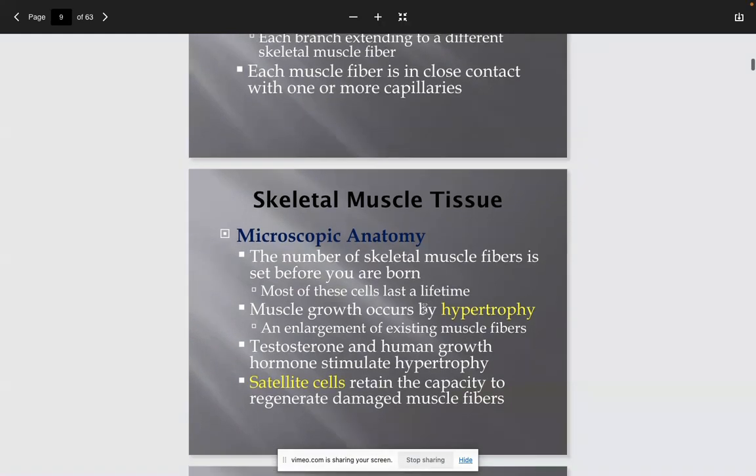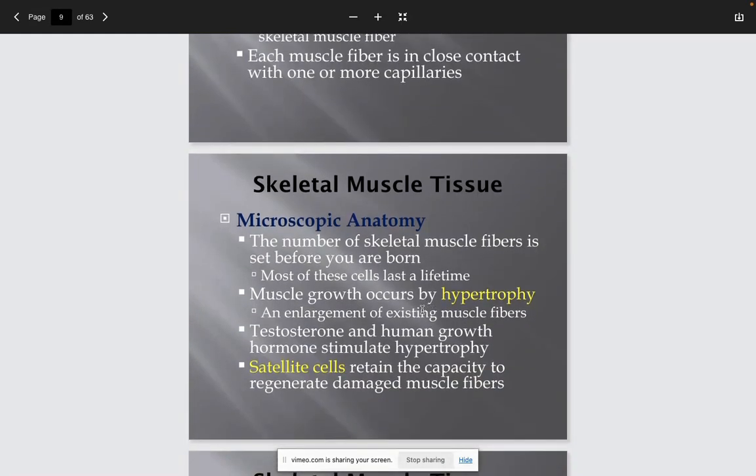So here, what's important on this slide is understanding what hypertrophy is. The number of skeletal muscle fibers is set before you're born. Muscle growth occurs by a process called hypertrophy. Hypertrophy is an enlargement of an existing muscle fiber. An example of this would be going to the gym. When you go to the gym, you stimulate these muscles by lifting weights. Because you lift weights, this is going to cause an enlargement of the existing muscle fibers. So your muscles will grow through a process called hypertrophy.